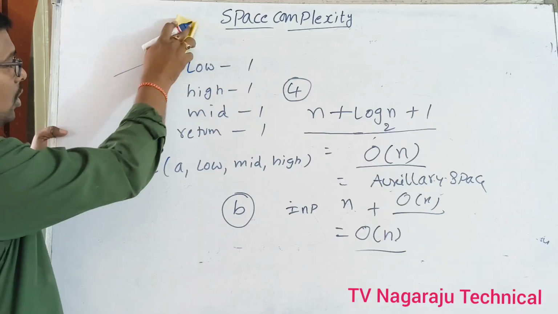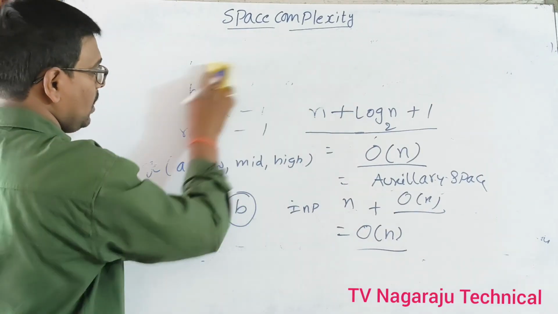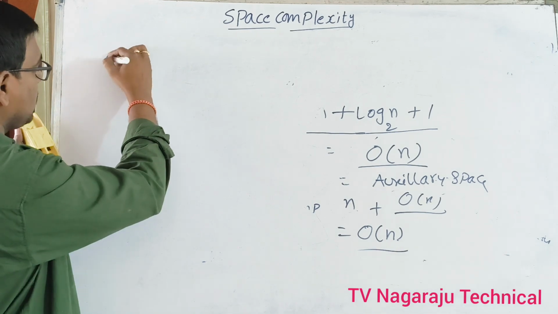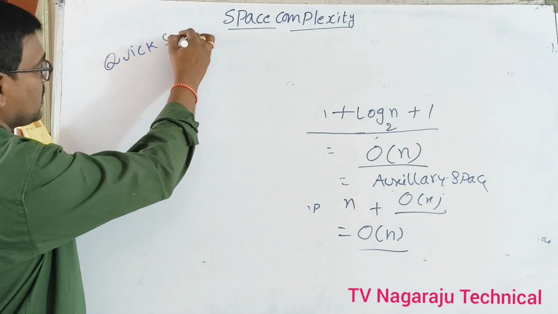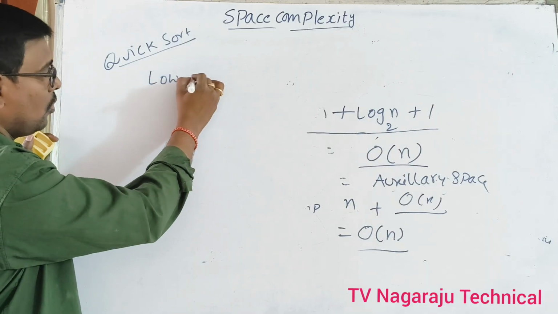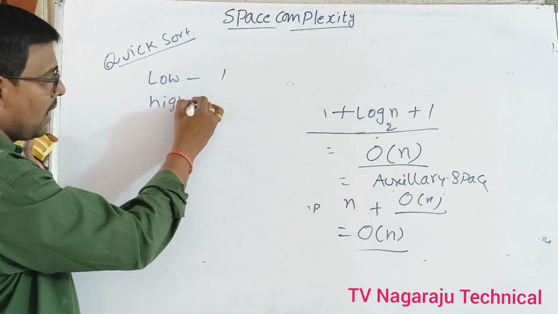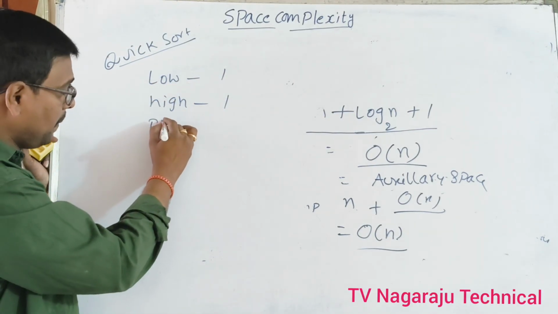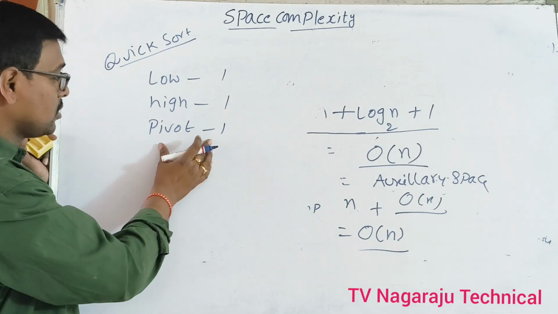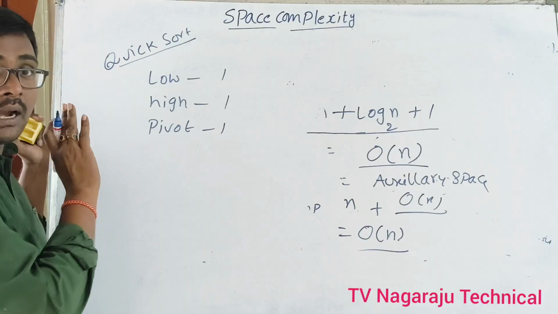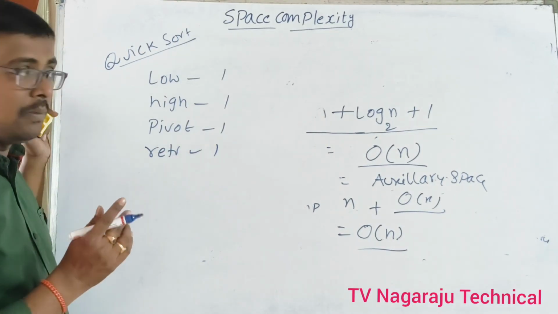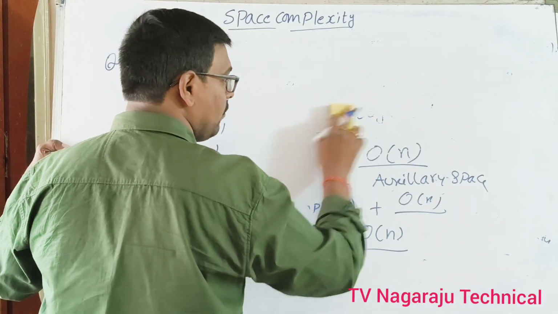Now we will move to one more example. If you practice multiple examples, it is clear. We will move to the quicksort example. So what are the parameters we need in quicksort? Low, 1 unit of memory. High, 1 unit of memory. Pivot, 1 unit of memory. Pivot is the position. We are not calculating the mid value. Along with that, the return address is 1 unit of memory.